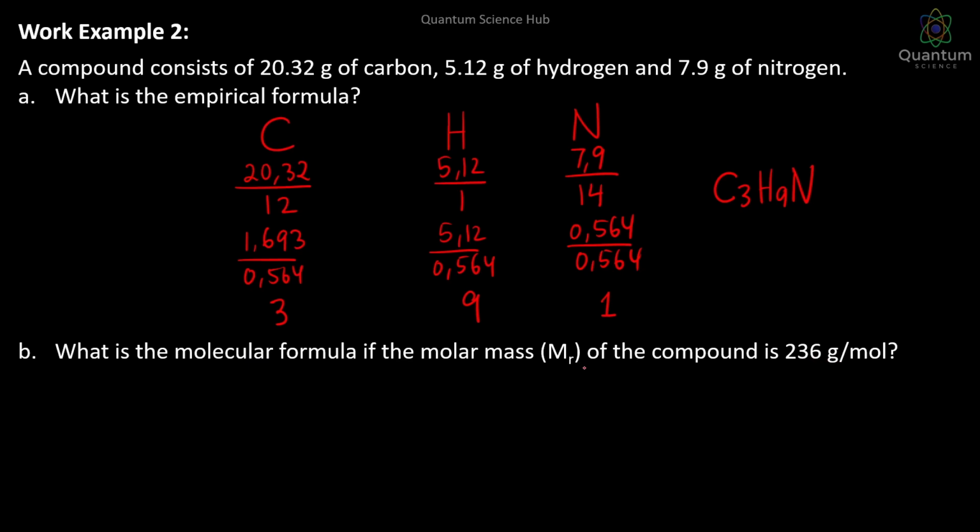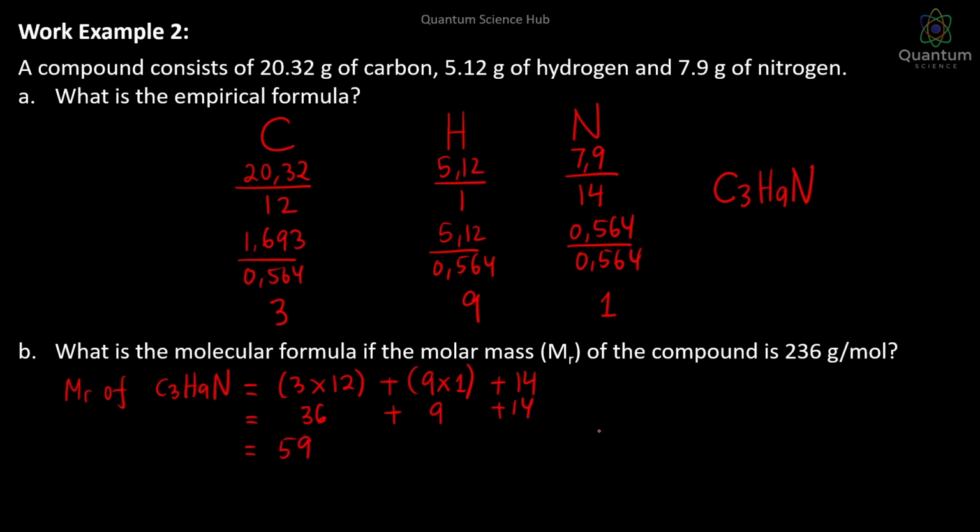Next, what is the molecular formula if the molar mass MR of the compound is 236 gram per mole? Okay, so we have to find the MR of C3H9N. So how many carbon? 3 carbon and 1 carbon, the mass is 12. So times 12 and then plus 9 times 1. The mass of hydrogen is 1 and plus nitrogen. The mass of nitrogen is 14. And then just do the normal math calculation in here. So 36 plus 9 plus 14, so equals 59. Okay.